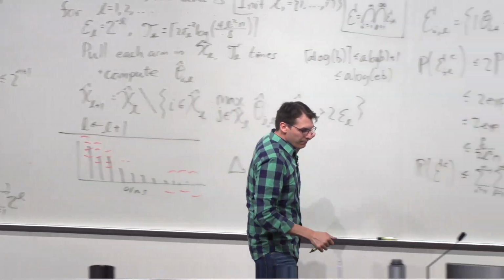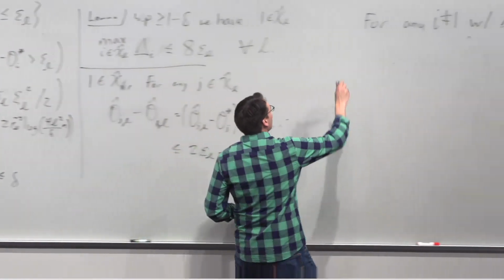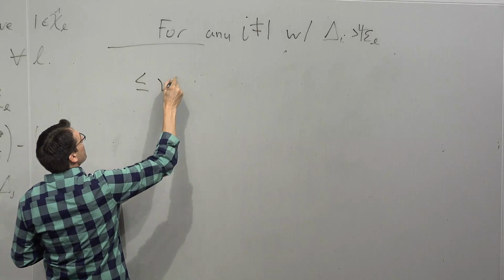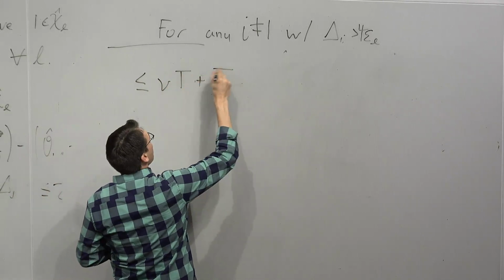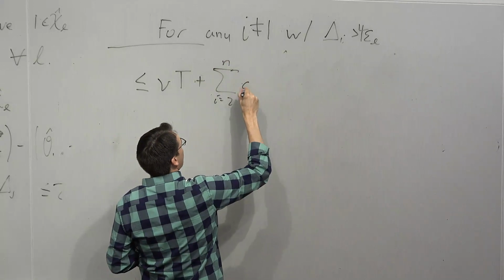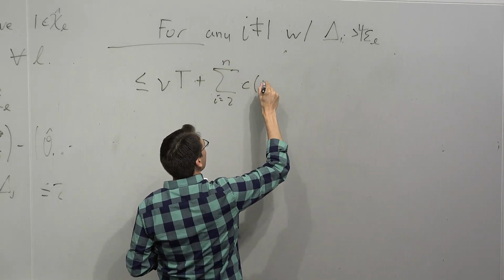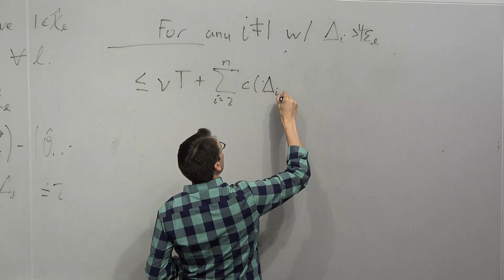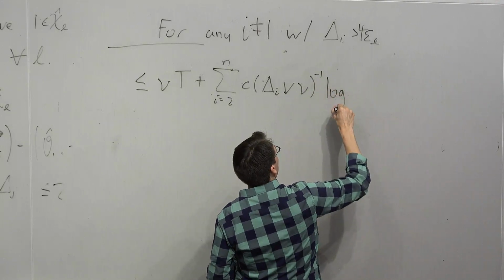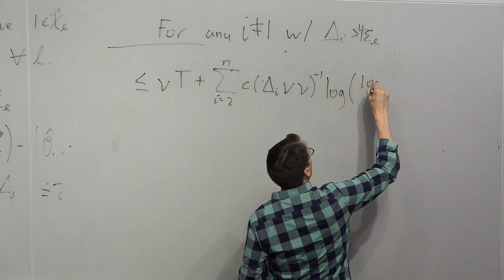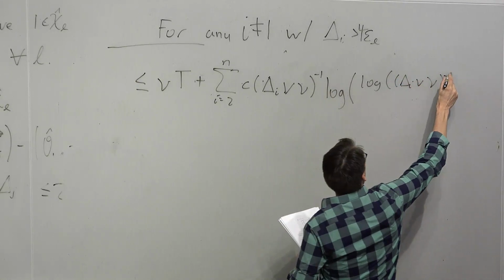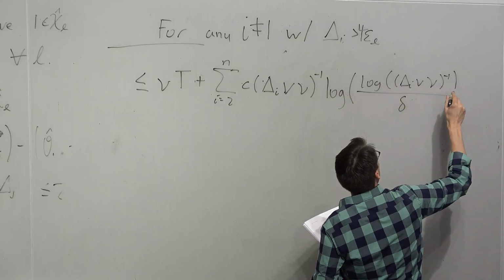And so what I get at the end is that this whole expression is then bounded by nu t plus the sum over i equals 2 to the n of some constant that I'll leave unspecified, but you can compute it, times n.